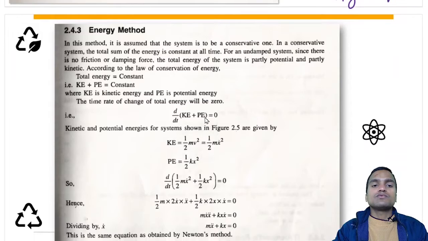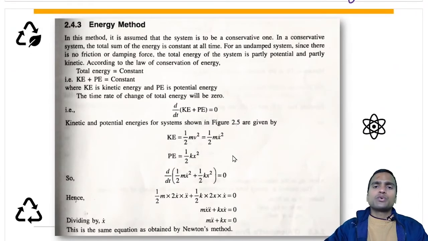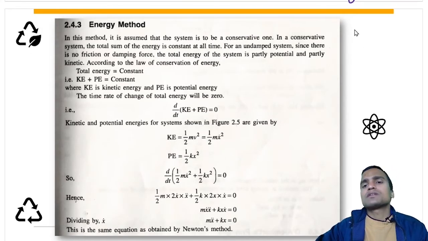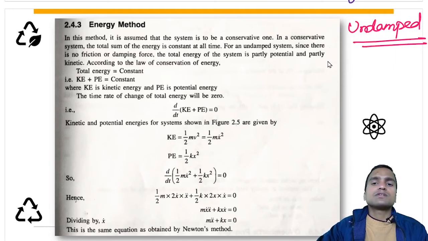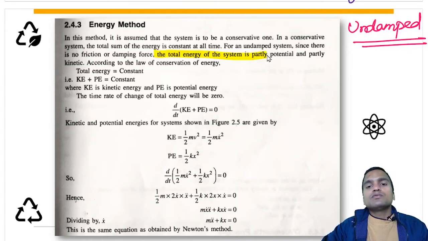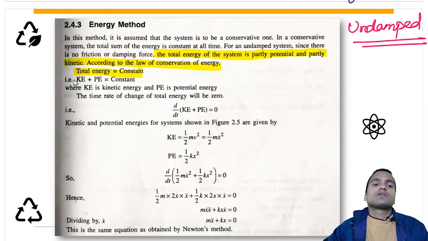So similarly, if we use the energy method, and we all know the conservation of energy, and since we are studying undamped free vibration right now, there is no friction, so there is no loss of energy. In that system, total energy of the system is equal to potential energy plus kinetic energy. The total energy of the system is partly potential and partly kinetic, and according to the law of conservation of energy, total energy remains constant. So kinetic energy plus potential energy remains constant.